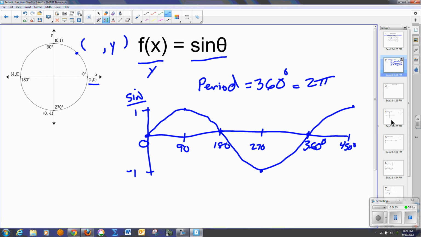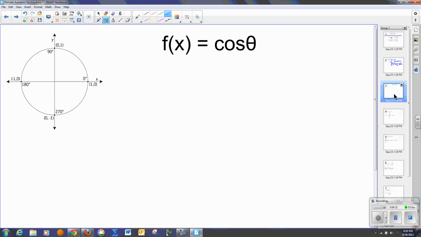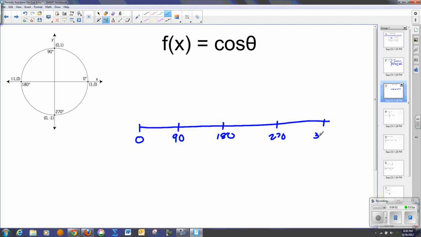All right. Let's move on. We're now going to graph the cosine function. We're going to do it the same way. We're going to go all the way around the circle. Start at 0 degrees, go in intervals of 90, because those give me nice clean points to graph. And we'll finish, let's just go to 450 again for kicks. And this time, on my y-axis, I'm going to have values of cosine.